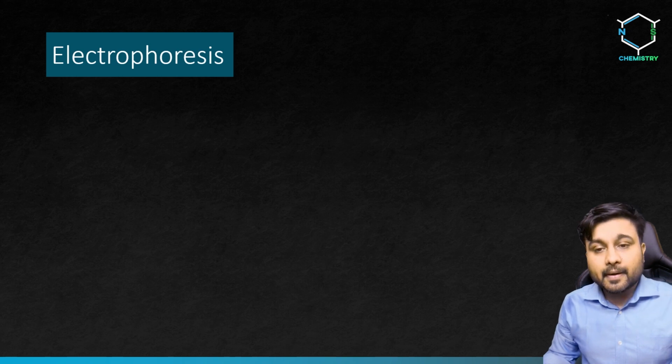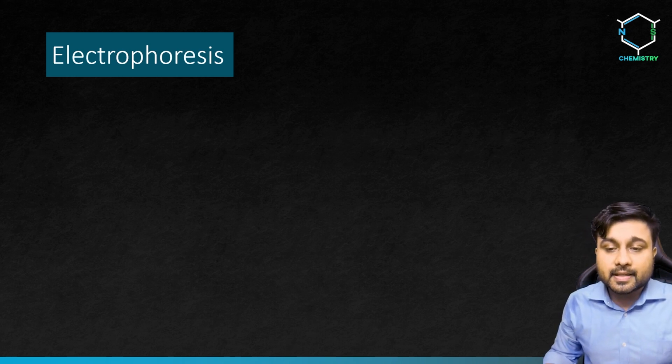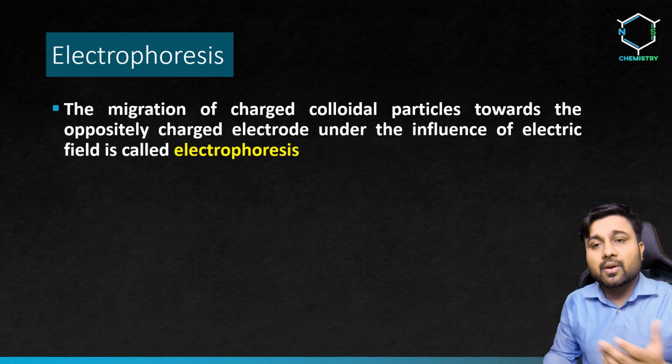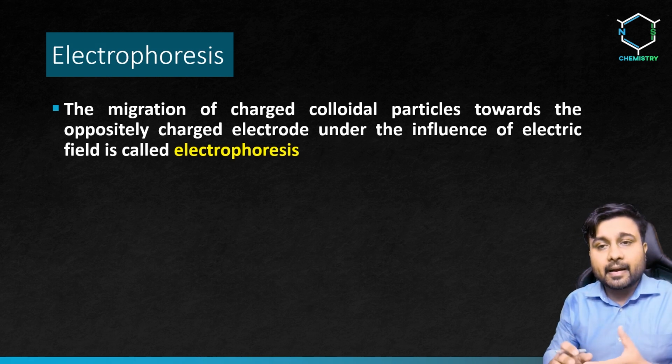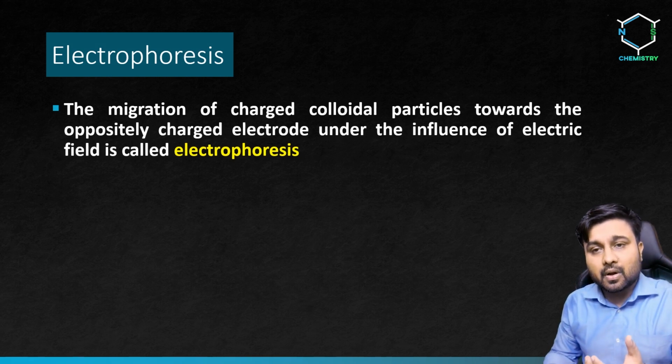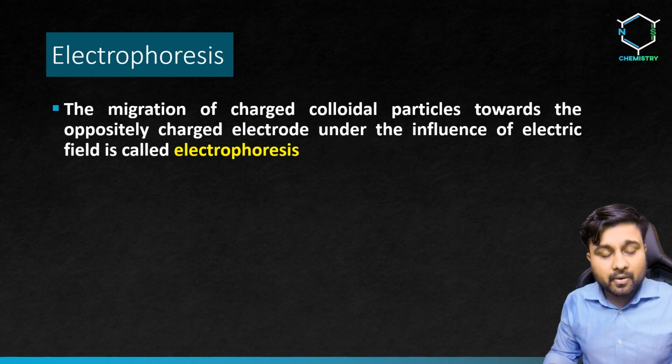Such properties like electrophoresis. So electrophoresis kya hai? It is just like electrolysis of a colloid. It is like migration of charged particles of colloid under the influence of electric field. Okay, if the colloidal particles are positively charged, they will migrate towards cathode. If the colloidal particles are negatively charged, they will migrate towards anode.